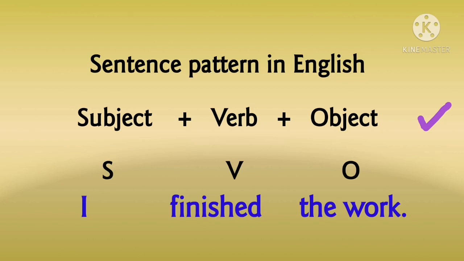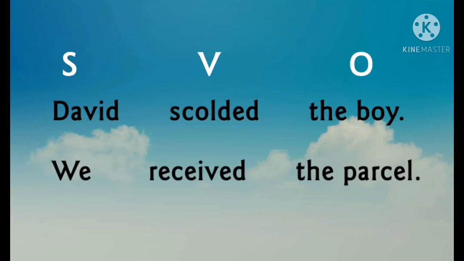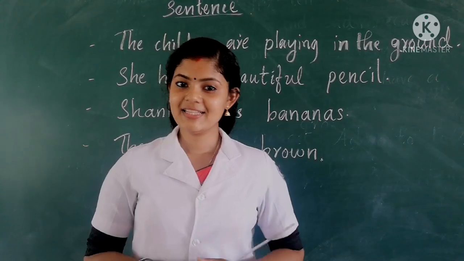Let's see some more examples for this English pattern. David scolded the boy. Here David is the subject, scolded is the verb, the boy is the object. We received the parcel. We is the subject, received is the verb, and the parcel is the object. So the sentence pattern in English is subject, verb, and object.